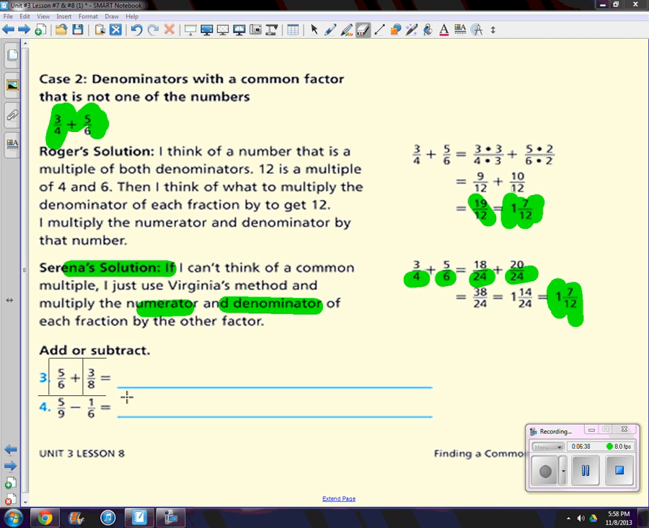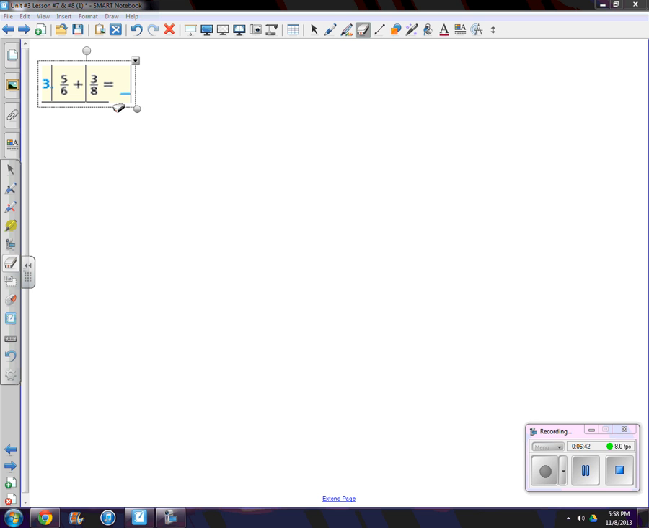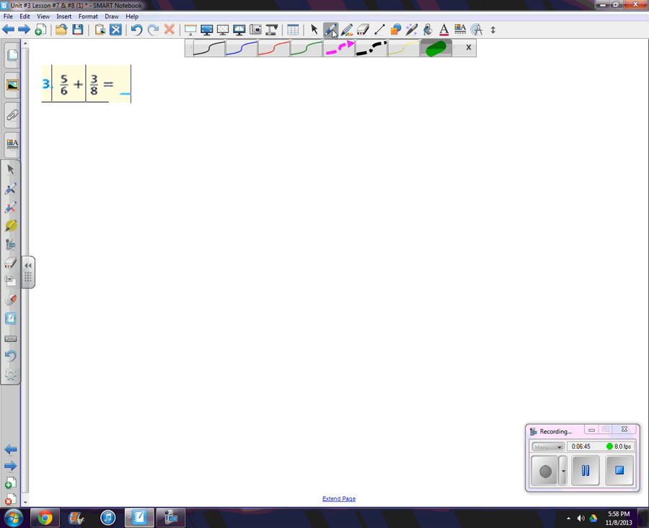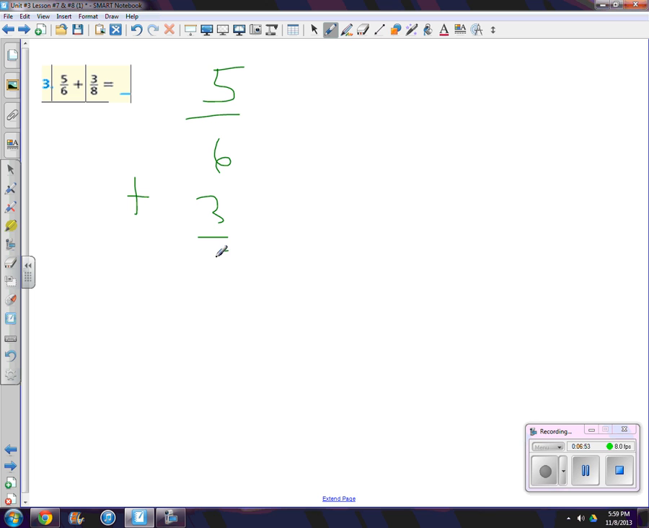So on your black notebook, write down 5/6 plus 3/8. Again, set it up like this. 5/6 plus 3/8. All right, so looking at the 8, looking at the 6. 6 goes into 24. 8 goes into 24. 6 goes into 48, and 8 goes into 48.